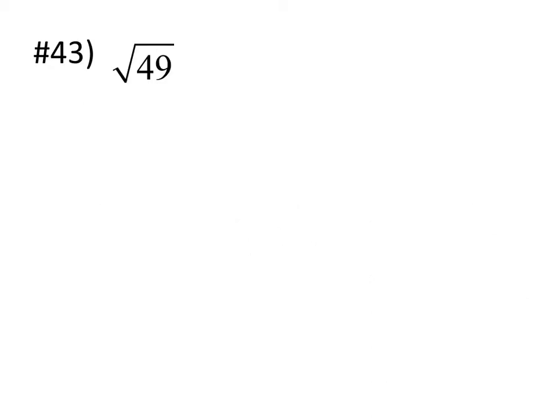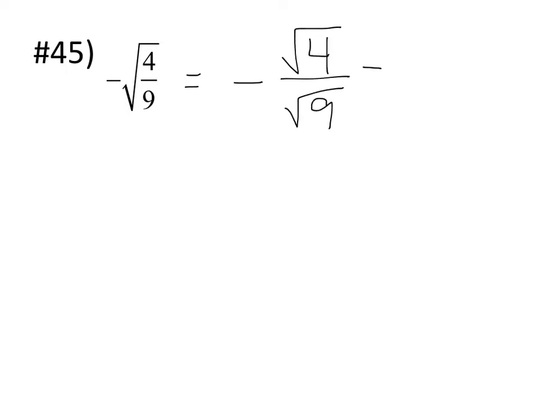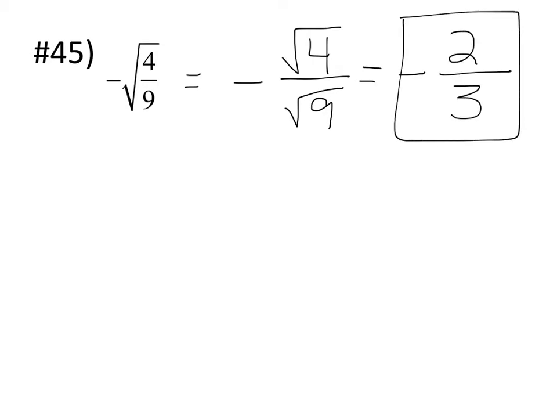Then we move on to our radicals. The square root of 49 is what times itself gives me 49. Then we have negative the square root of 4/9. Okay, let's try that again. It's negative the square root of 4 over the square root of 9. So keep your negative. We know the square root of 4 is 2. We know the square root of 9 is 3. So it's negative 2/3.